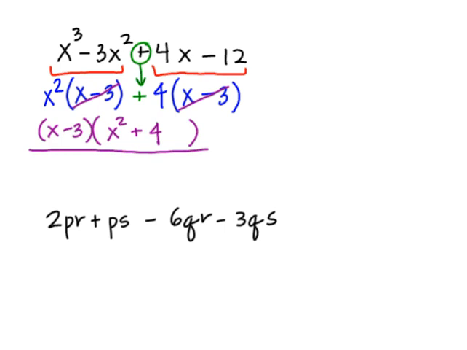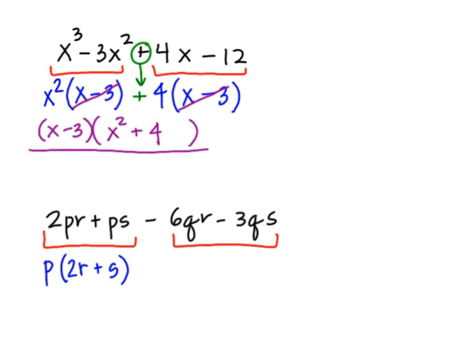So let's try a second one. This one will be a little tougher because of signs. So we have 2pr plus ps minus 6qr minus 3qs. I'm going to group the first two and the last two. In the first two, what they have in common is a p, and that's all that they have. So when you take out a p, that leaves you with 2r plus s.